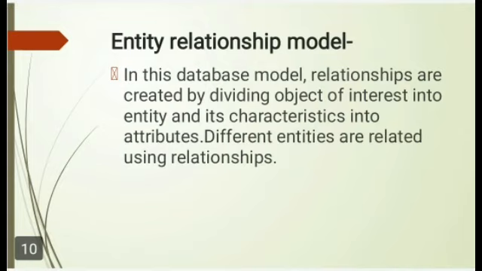The fourth model is the entity relationship model. In this database model, relationships are created by dividing objects of interest into entities and their characteristics into attributes. Different entities are related using relationships. It is also called the ER model. ER models are defined to represent the relationships in pictorial form to make it easier for different stakeholders to understand. This model is good for designing a database, which can then be turned into tables in the relational model.